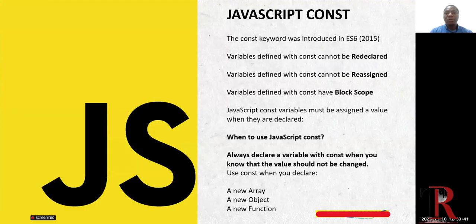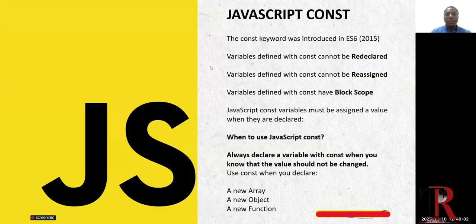Variables defined with const cannot be reassigned. You cannot change the value. You cannot reassign the values. Variables defined with const have block scope. So just like let, which has block scope, you cannot redeclare it or reassign it outside of that scope. JavaScript const variables must be assigned a value when they are declared.